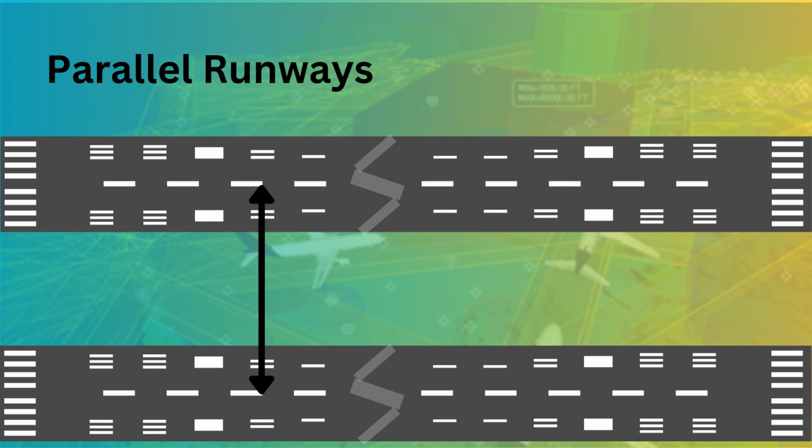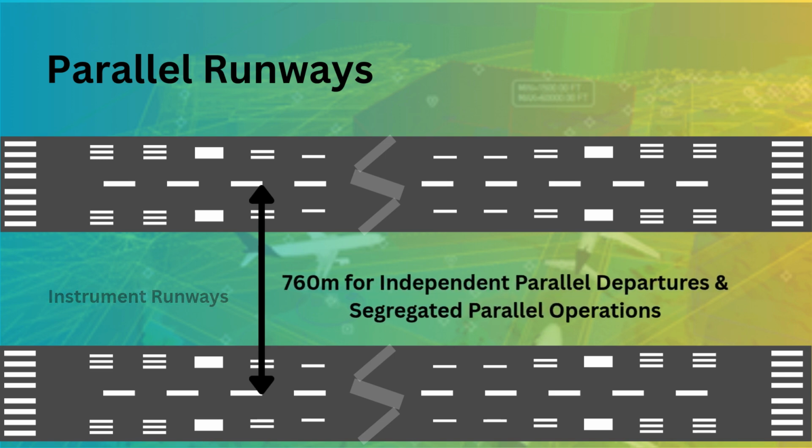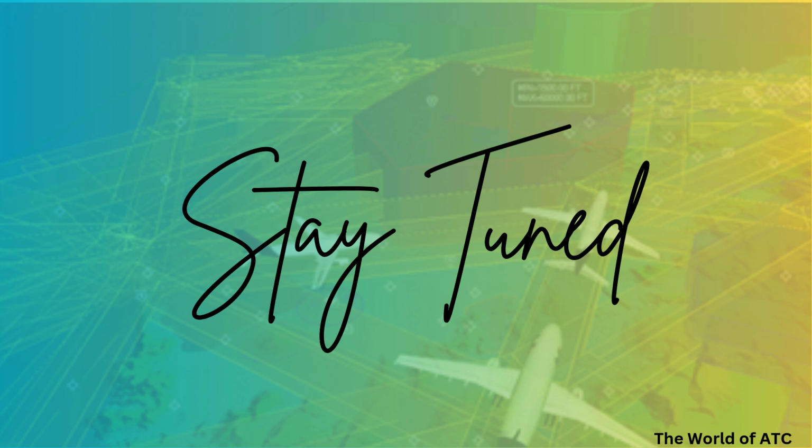But if the parallel runways are intended for simultaneous use while they are instrument runways, then the minimum distance between the center lines should be 1035 meters for independent parallel approaches, 915 meters for dependent parallel approaches, 760 meters for independent parallel departures, and segregated parallel operations. I hope this was very easy to understand.